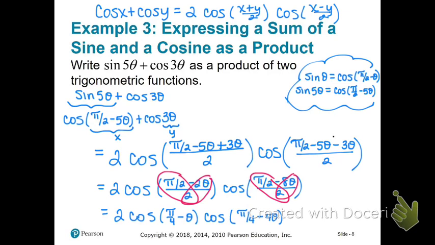And it wanted us to get it as a product of two trig functions. We got a product of two trig functions because it's cosine times cosine. We've simplified it as far as we can, leaving it as a product of two trig functions. So this is our answer.